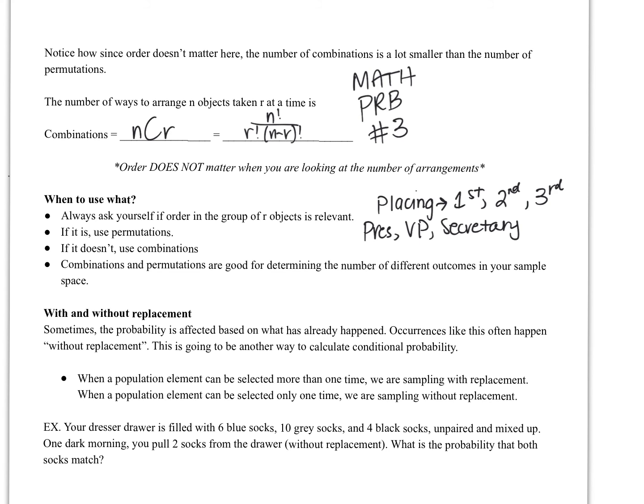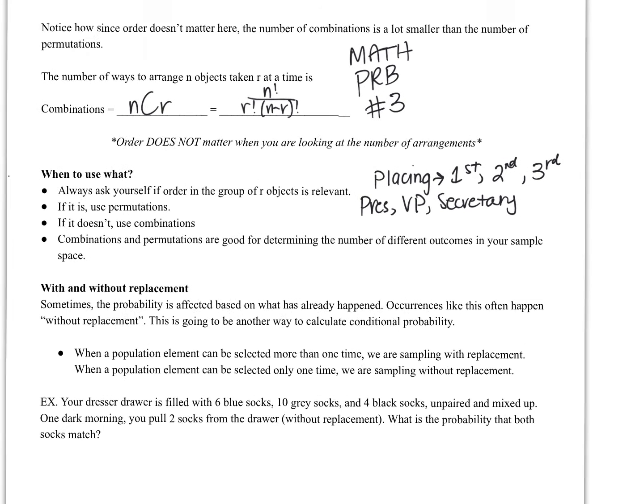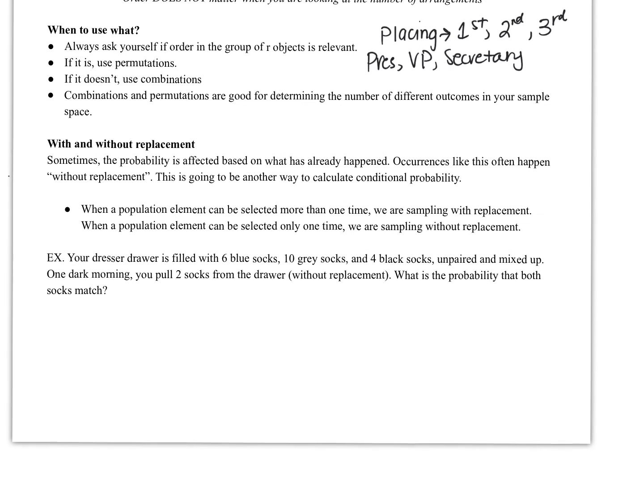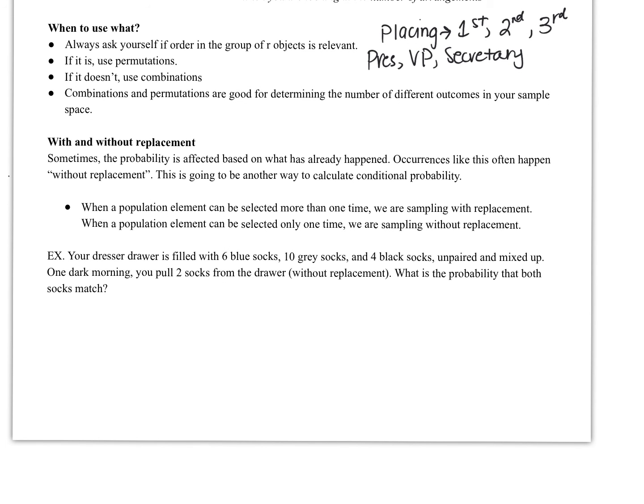Like we kind of already talked about, permutations and combinations determine the number of different outcomes in your sample space. They don't find probabilities. We will eventually talk about probabilities a little bit, but for right now, we're just going to talk about how to calculate combinations and permutations. The last thing we need to touch on is with and without replacement, which we mentioned briefly earlier.